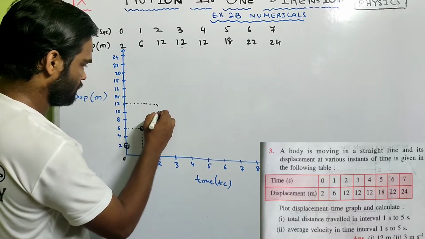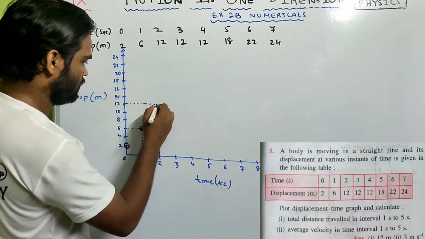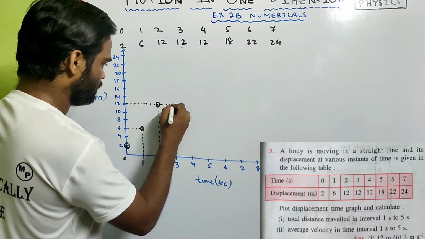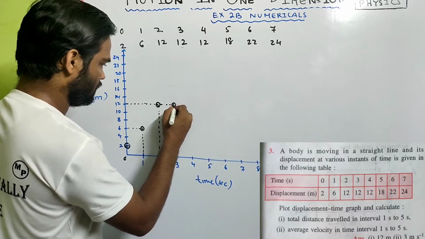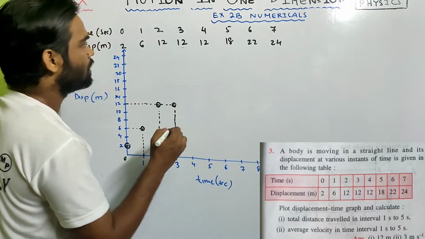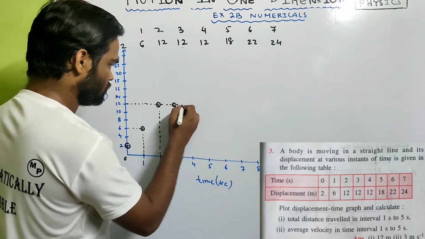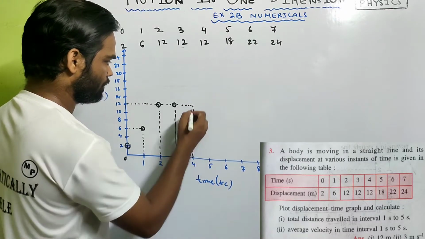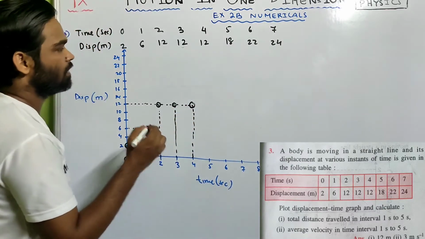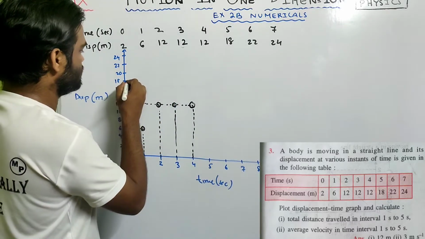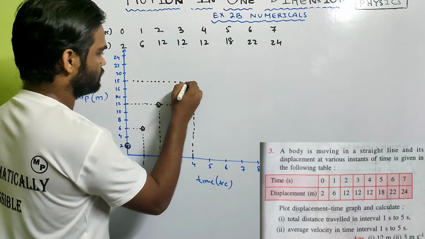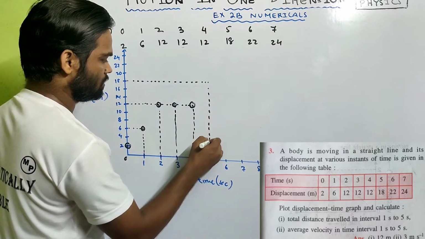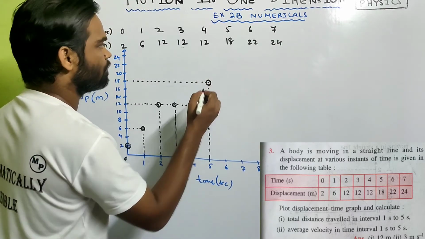So somewhere over here. After 3 seconds again it was 12 only. Over here. Okay. After 4 seconds again it was 12. Over here only. Then after 5 seconds it was 18. 18 is over here. So after 5 seconds the body was over here.